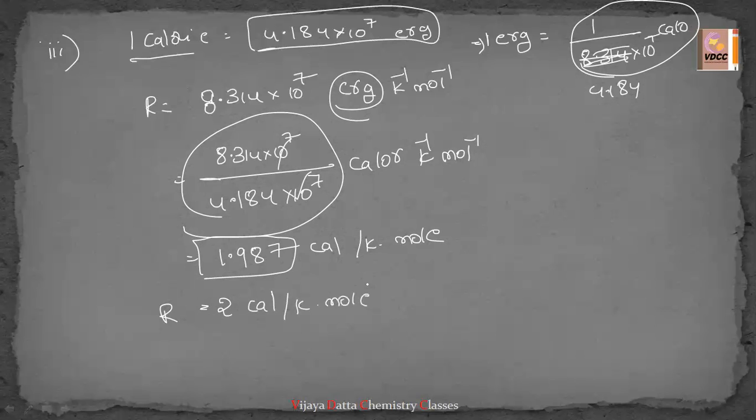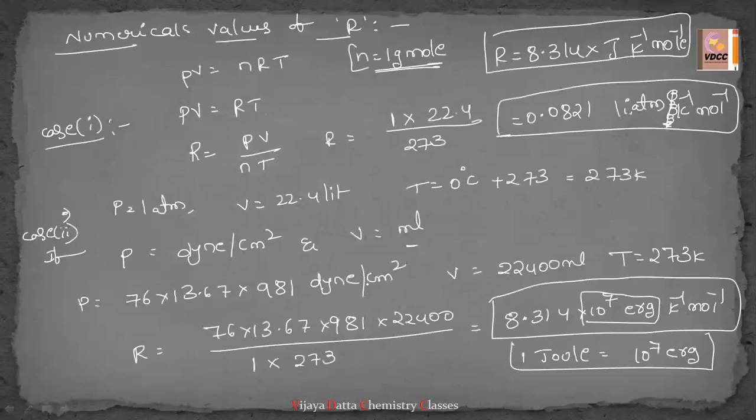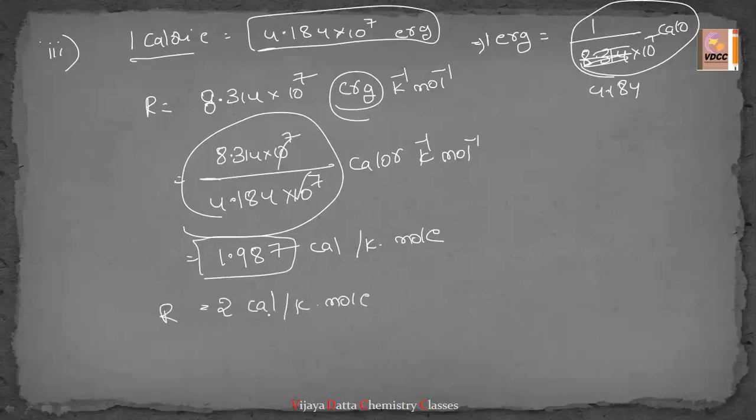So for R we have seen a total of 4 values. Case 1 is 0.0821, then 8.314 joules, then 8.314 into 10 to the power of 7 erg Kelvin inverse mole inverse, and the R value 2 calories per Kelvin mole if we are considering calories. These are the numerical values of R. Now we have an idea about the ideal gas equation. One more thing here, density calculations also.